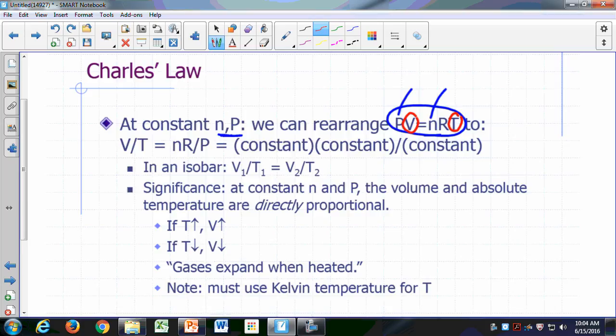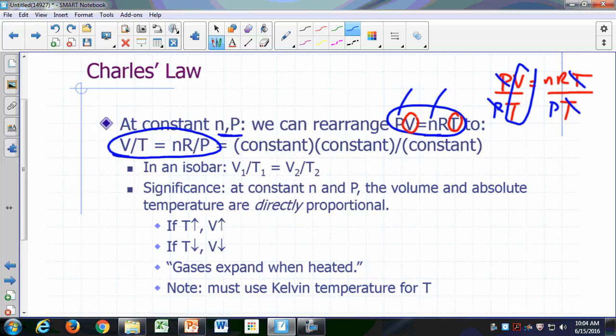So I can rearrange this equation, PV equals nRT. I want to put my T on the left along with the V, so I divide both sides by T, that cancels out the T. And I want all the constants on the right, so I divide both sides by P, and that cancels P from the left side. So I have V over T is equal to nR over P. Okay? So what am I saying here? Volume over temperature is equal to a constant times a constant times a constant. So volume over temperature is a constant. So V over T is a constant.